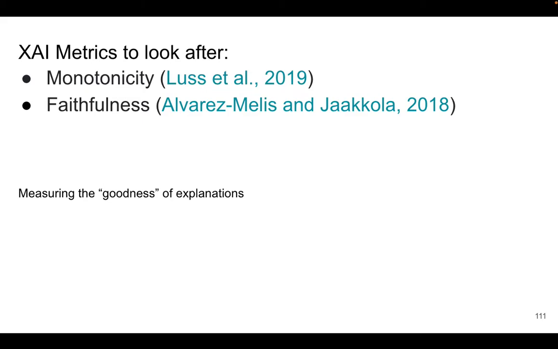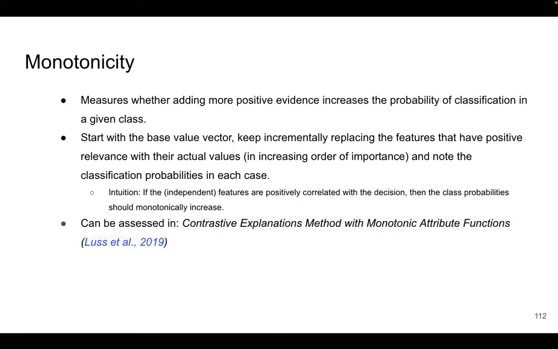Because of course the human evaluation, it's good to have a 10, but we need some proxy, some number, right? Okay, the monotonicity basically measures whether adding more positive evidence increases the possibility of classification in a given class. So the intuition is that if the features you have that should be independent a priori are positively correlated with the decision, then the class probabilities should monotonically increase as you add them, right? So you start with the base value vector, and then you incrementally replace the features that have positive relevance with their actual values. So this means you need some kind of ranking of your features, right, to give this experiment.